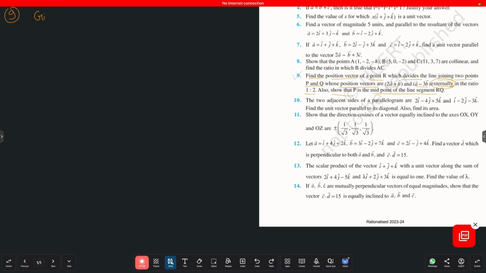Given point R divides the line joining points P and Q in the ratio 1:2 externally.